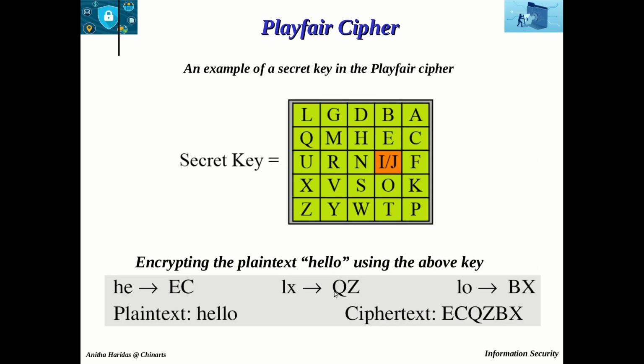Let us see an example here. This is an example of a secret key in the Playfair cipher. So this kind of matrix of characters will be used in the Playfair cipher. Assume that this is the secret key that I am going to use for the encipherment process. You have rows and columns of characters arranged as a matrix. So this is a 5 by 5 matrix. And since we have 26 characters, I and J can be put together in the same cell.